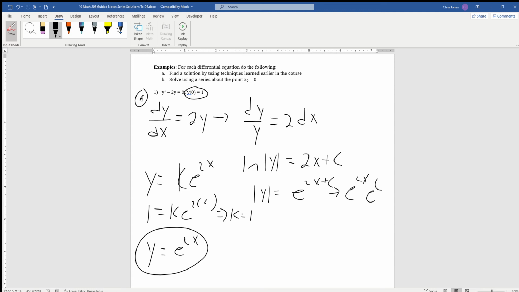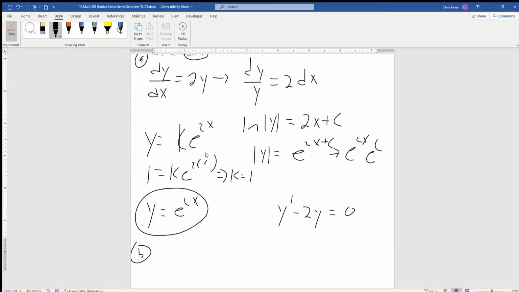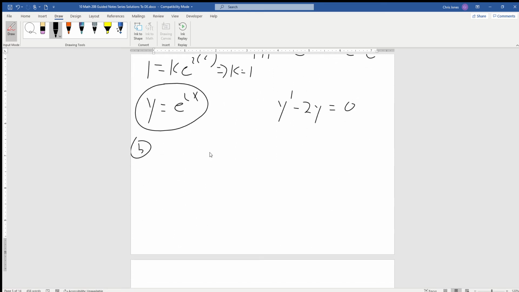Now, let's see how we're going to solve it using a series. All right, so it's a little bit tougher using a series. So I'm going to write the original differential up here. So y prime minus 2y is going to be equal to 0. All right. So we're going to define y to be equal to the series n equals 0 to infinity c sub n x to the n. All right, so that's the first thing that we always do. If you write that on the test and I ask you to solve using a series, you at least get 1 point for that.